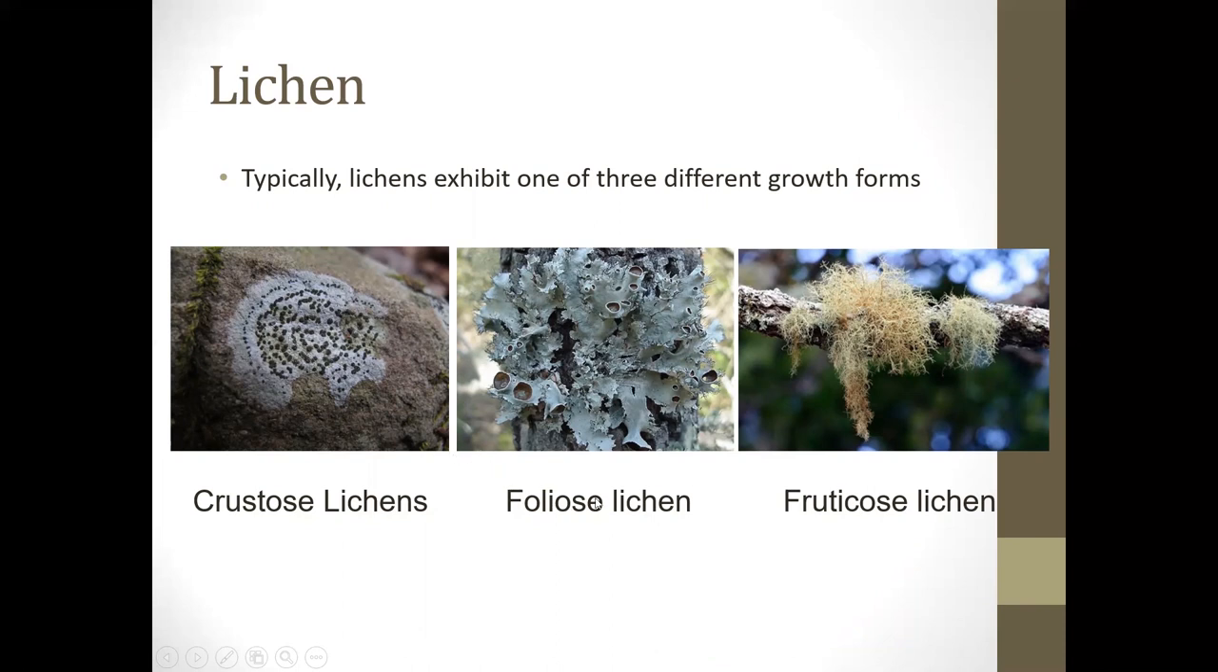They can grow in foliose form, which means it looks like foliage. So it kind of looks like this bushy material here. So this is a foliose lichen. Or they can grow in the fruticose form, which almost looks like a moss. So this is a fruticose lichen. Again, just be familiar with the three different types of growth forms: crustose, foliose, or fruticose.